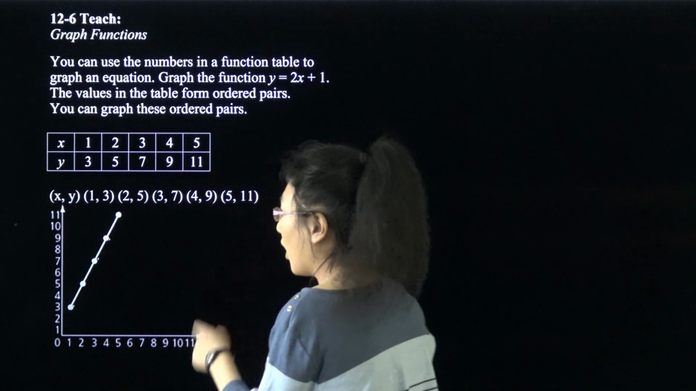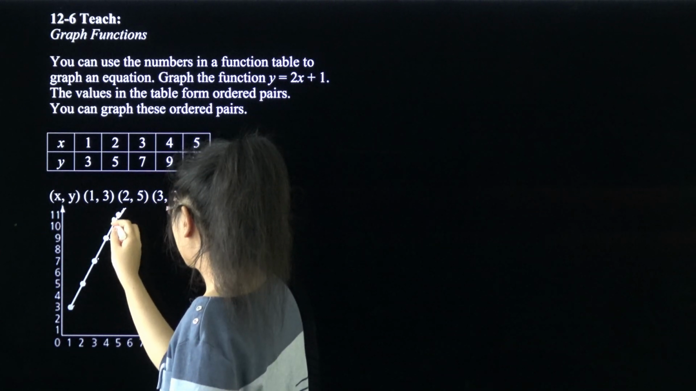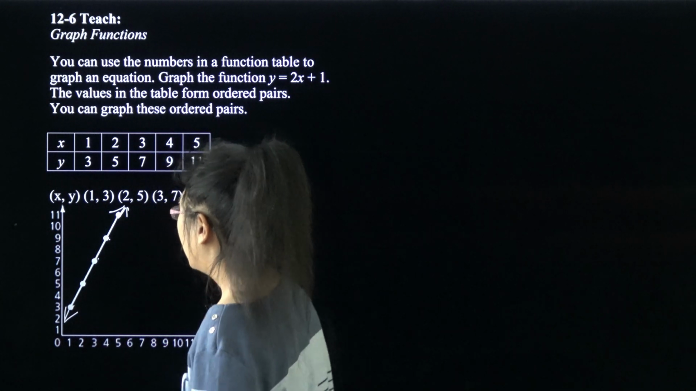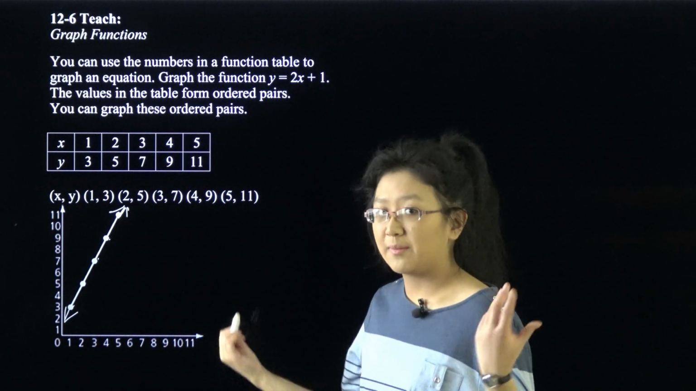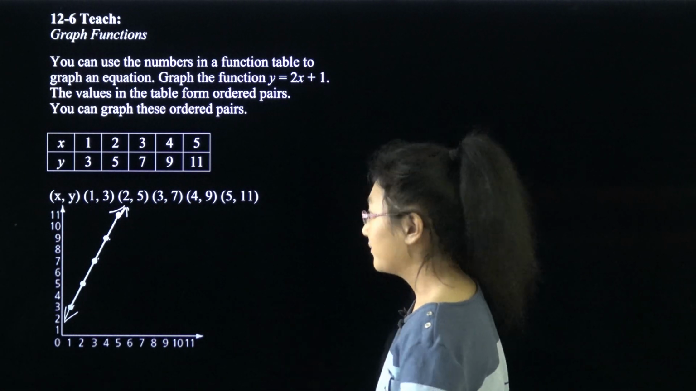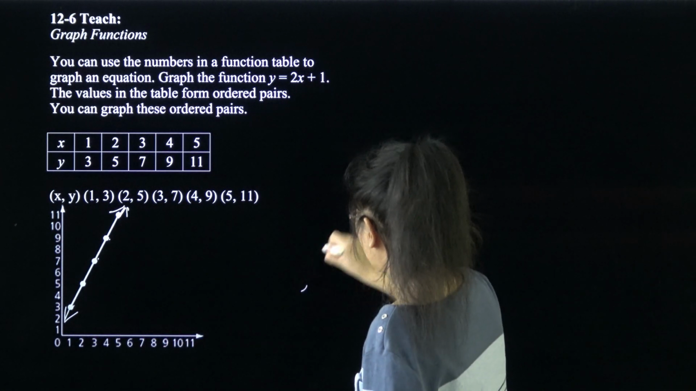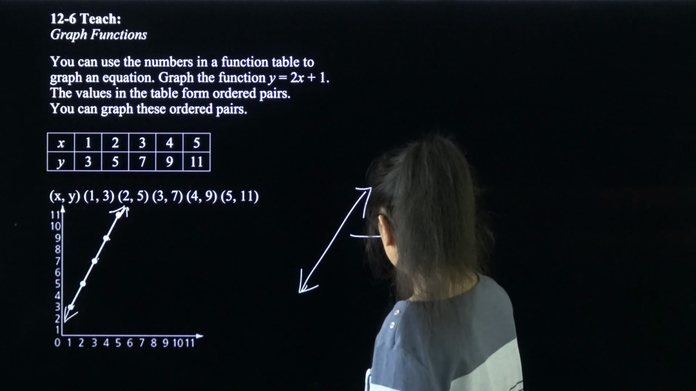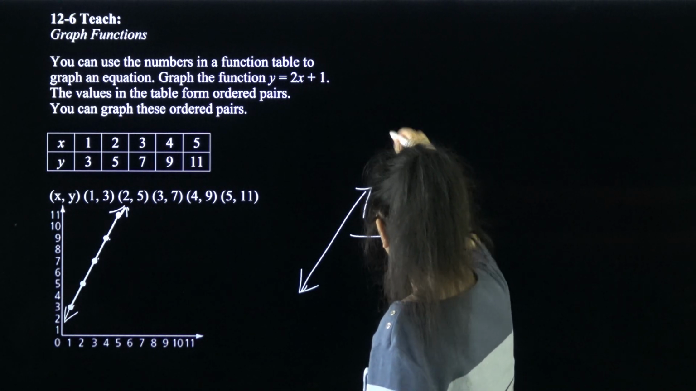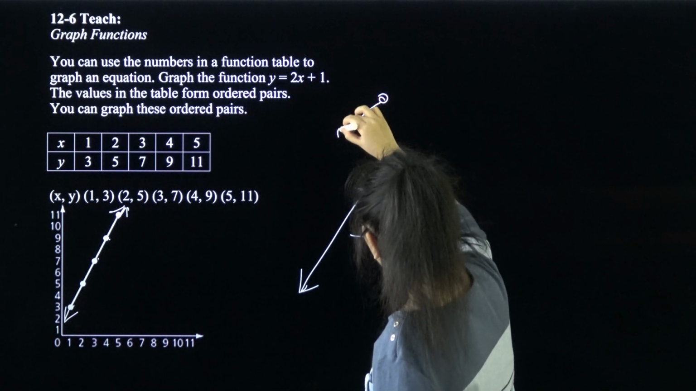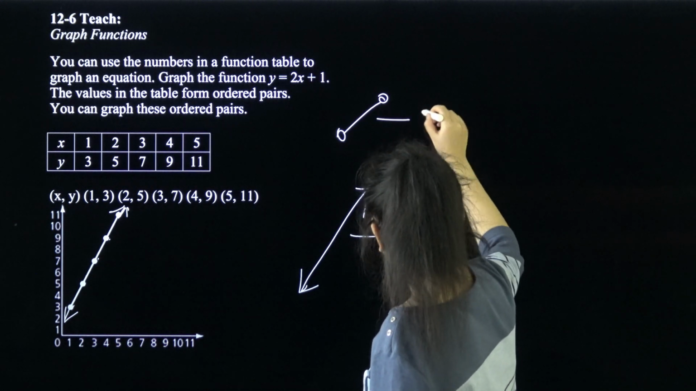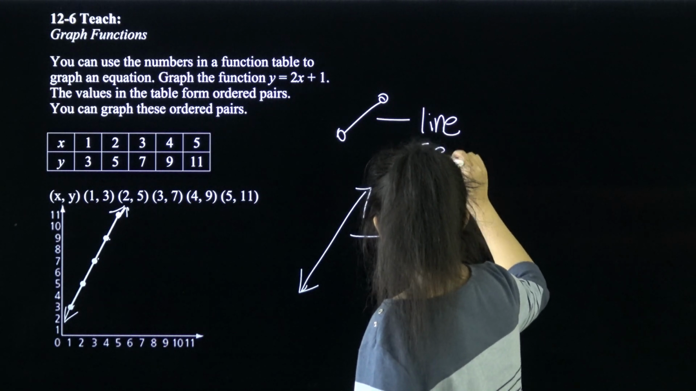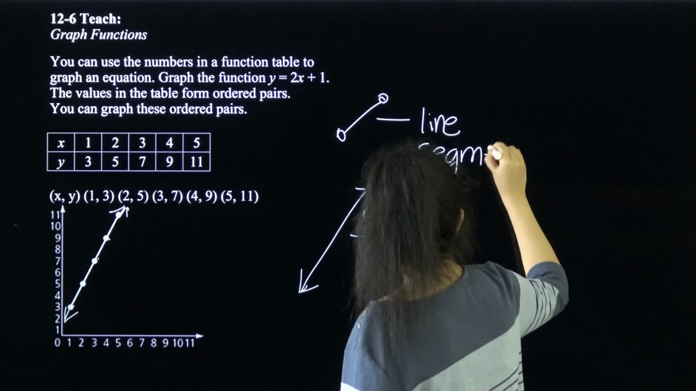But one thing that is wrong about this graph is that we need to add continuation signals, because it never says that x can't be 0, or x can't be 6, or x can't be infinity. So the continuation signals would be arrows on each side. This is a line. A line with circles on each side is a line segment, because a line segment starts and finishes at certain points.